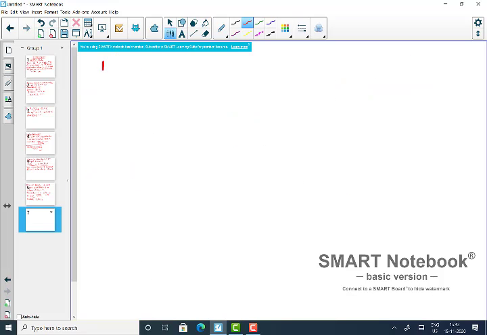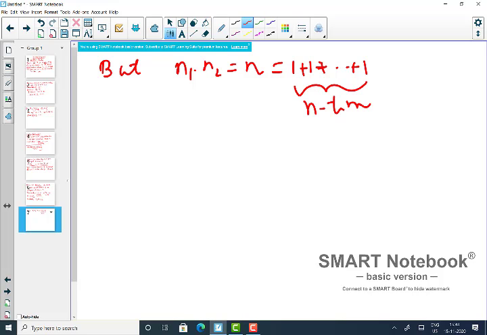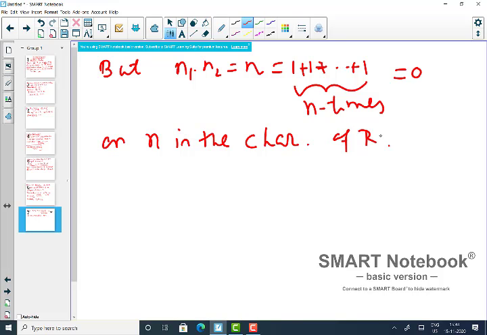But n1 into n2, which is nothing but n, that also you can write down as 1 plus 1 plus dot dot, n times, right? This becomes 0, right? As n is the characteristic of R, right? Okay, so what does that mean? That means you have two elements which are non-zero but the product becomes 0. So what does that mean?